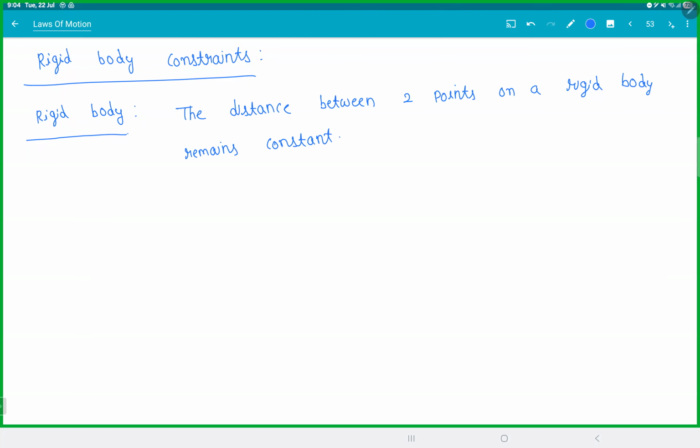What it means is no matter what you do, even if you apply infinite force, you cannot stretch the body, you cannot compress the body. The body cannot be deformed. That is, they cannot be elongated or compressed. These kinds of bodies are hypothetical, they don't exist.